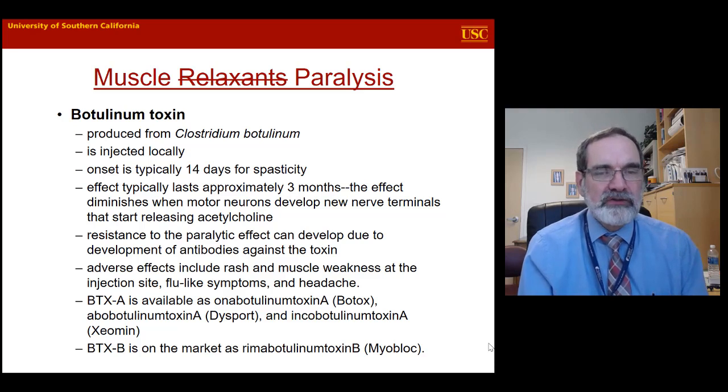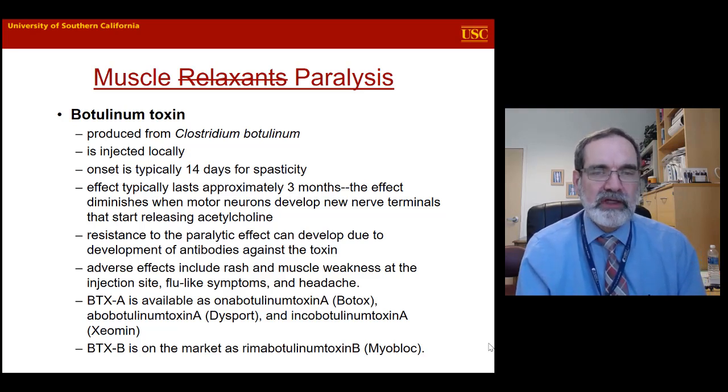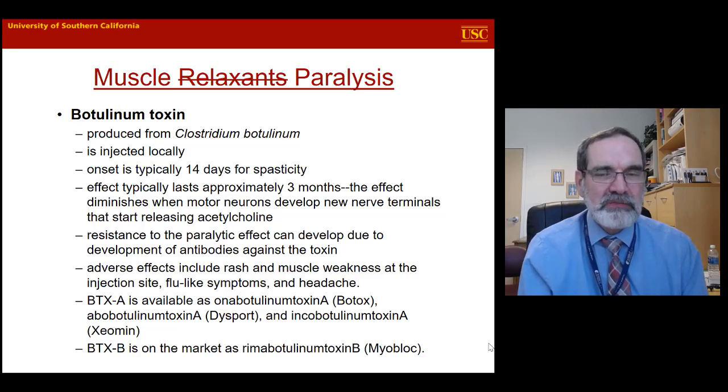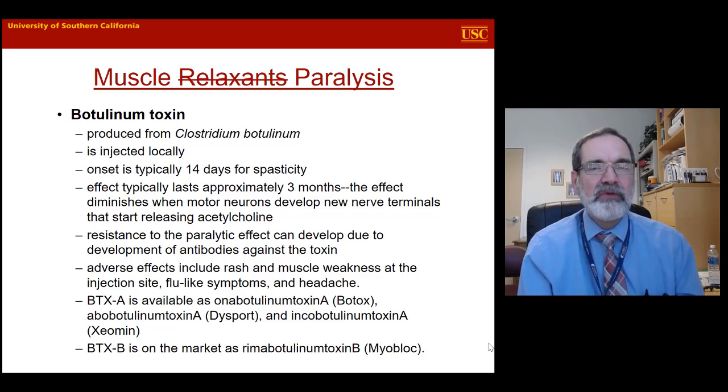The most well-known form of this toxin is Botox. It's a type of botulinum toxin A. There are other A's, and there's also a B. Botulinum toxin B is marketed under the name Myobloc.